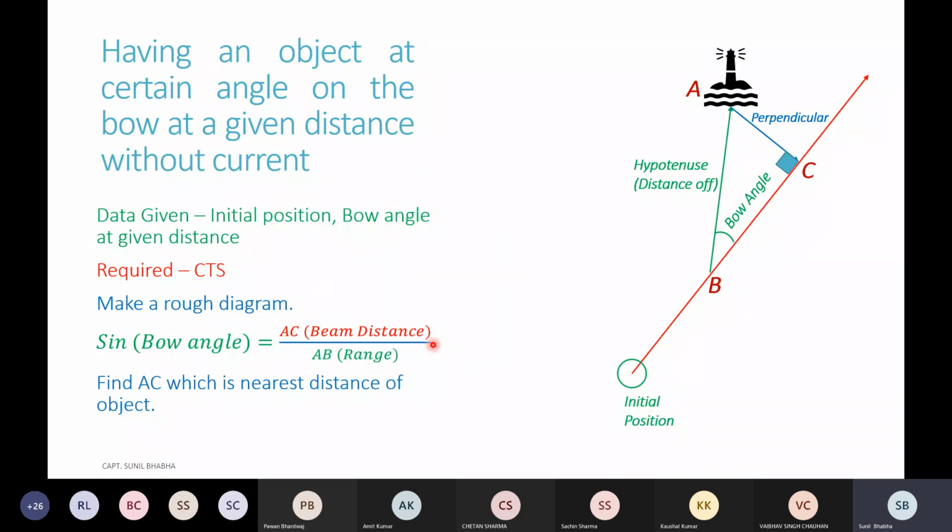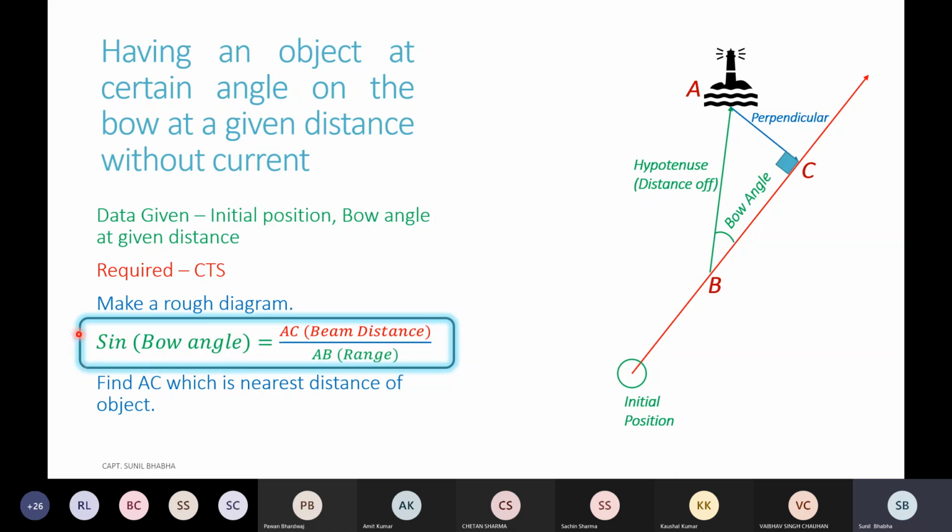So using this, using sine of bow angle equal to beam distance upon range, we find out the distance AC, the beam distance or the nearest distance of the object when we are moving along our track.